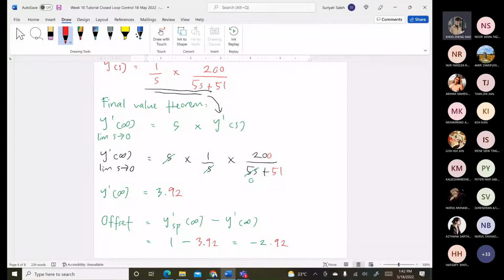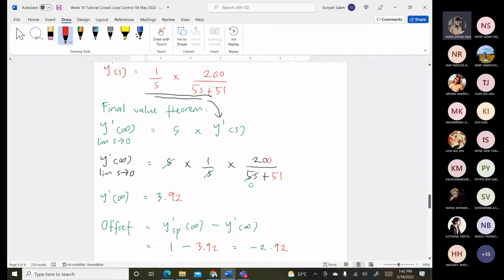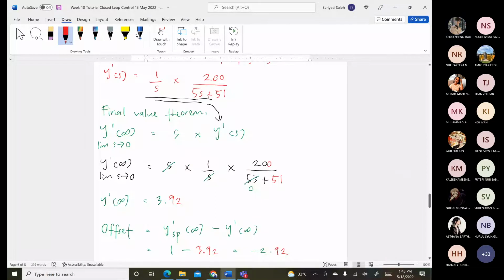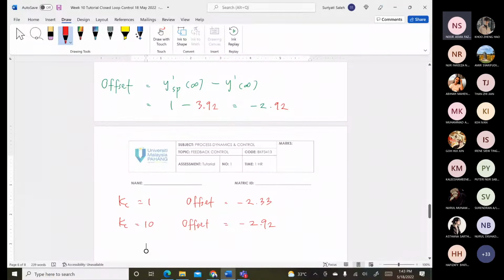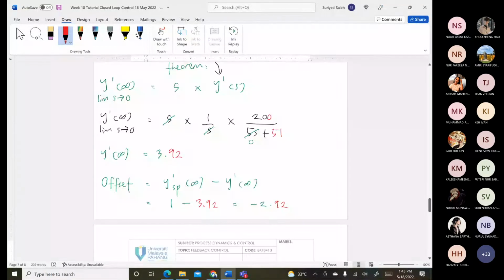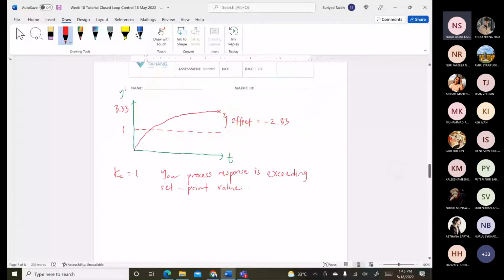Doctor. Yes, please. Actually, for the question, after we calculate the offset, is it necessary for us to draw the graph also? Okay, it depends on the question. In this case, it's not necessary. For this part, I just draw it to show what is meant by the negative or positive offset. I just want to illustrate, if you get the offset value, what does it mean?